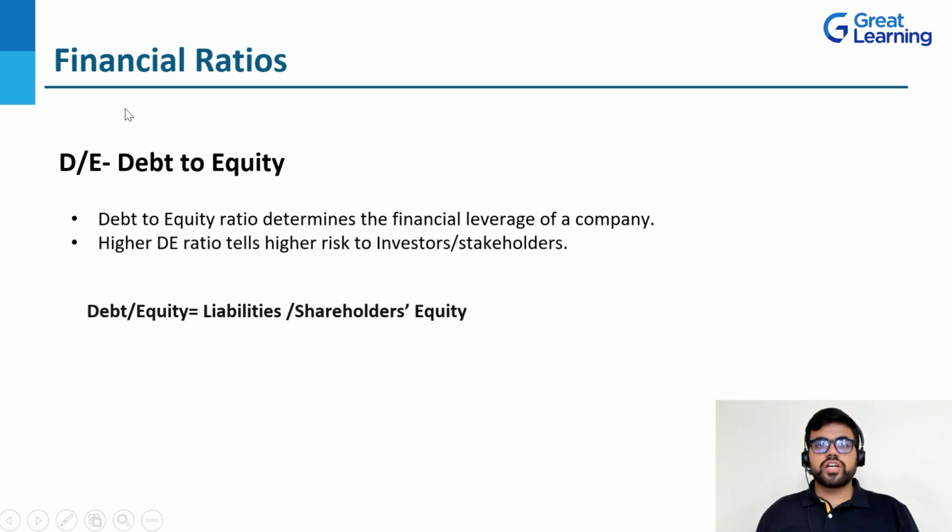The next financial ratio is the debt to equity ratio. This tells us about the borrowings of a particular company, that is, how much the company is in debt per 1 rupee of shareholders' equity. The debt to equity ratio can be calculated by dividing the total liabilities of a company by the total shareholders' equity. Both of these you will find in the balance sheet, liabilities as well as shareholders' equity. On dividing, you will get the debt to equity ratio.